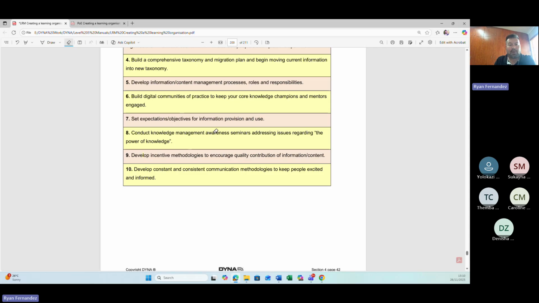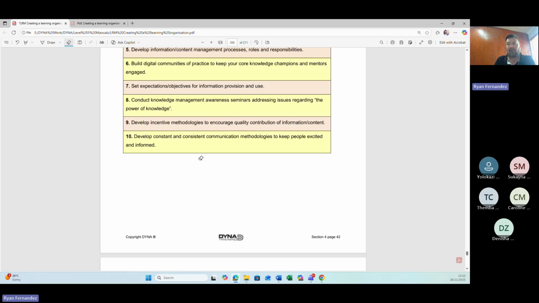Then let people know about the knowledge that we are looking for, the content that we're looking for, the information that we're looking for, so that everyone is aware, so that we can start to pull that data, information, and knowledge. Then, what incentives are we going to give for those that are giving us good quality of knowledge?